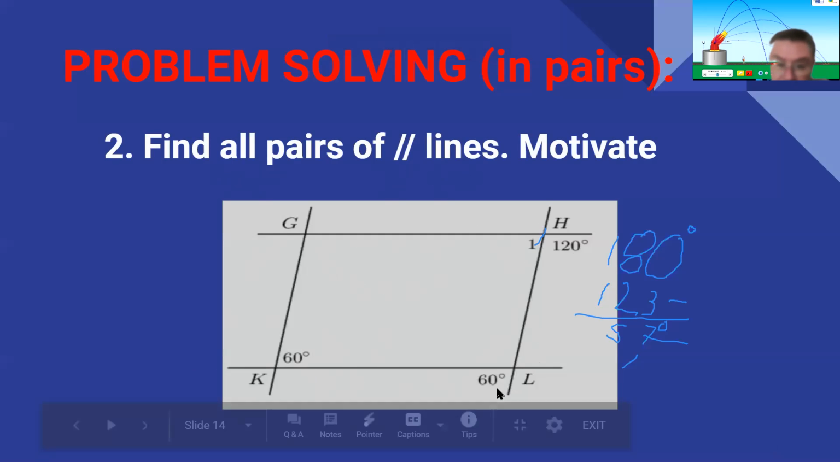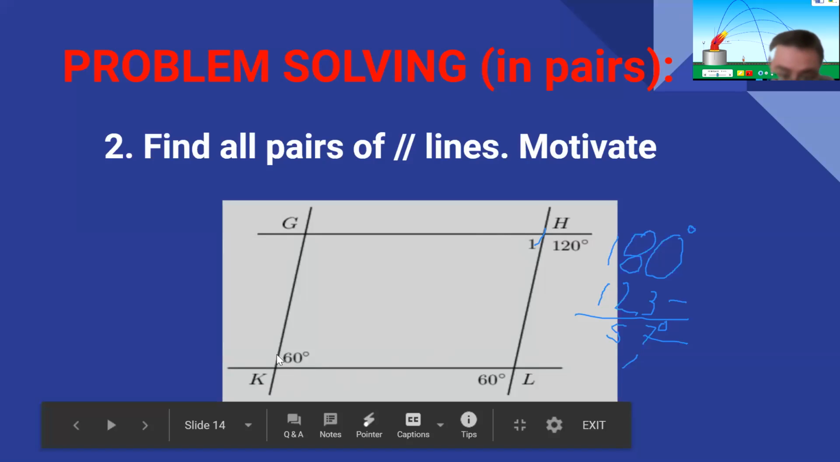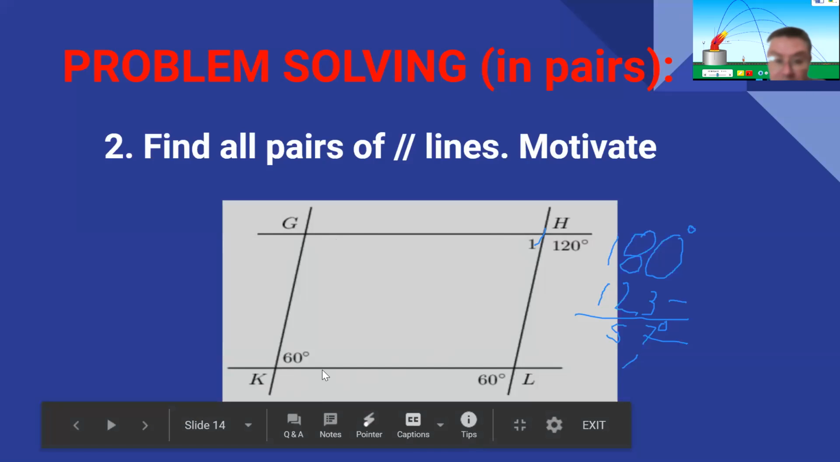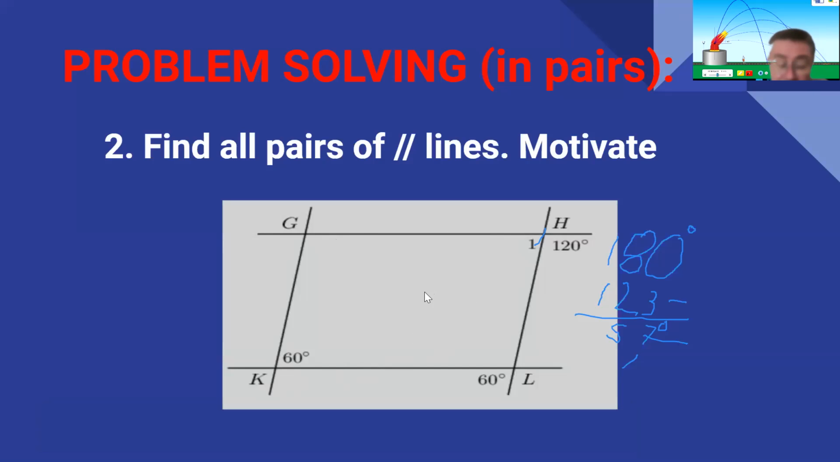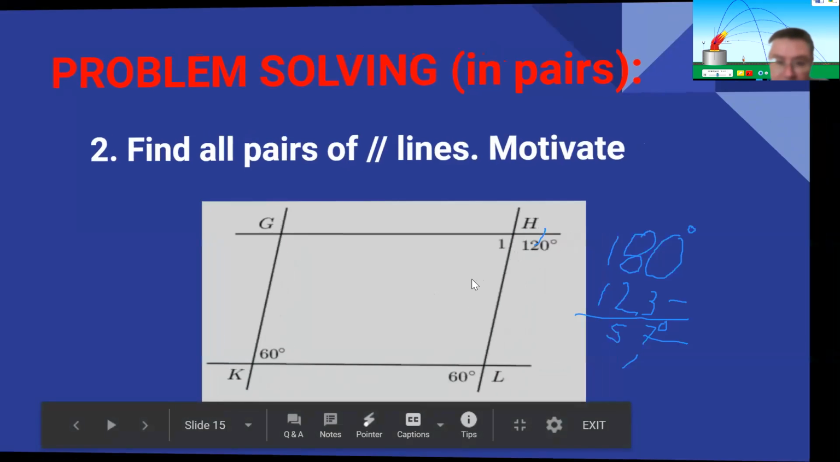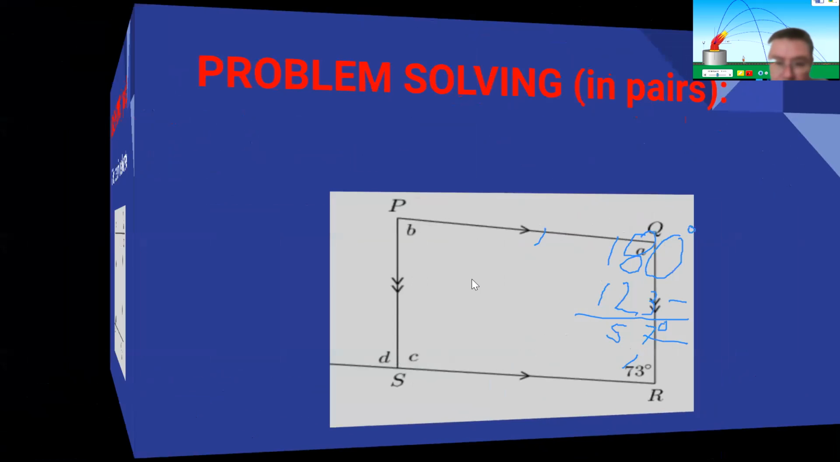So you guys work out all the angles for me and then tell me how many pairs of parallel lines have we got? Have we got 2 pairs? Yes. If you say yes, and you've got the angle 60 and 120, you're correct. And we can move on to the next one.